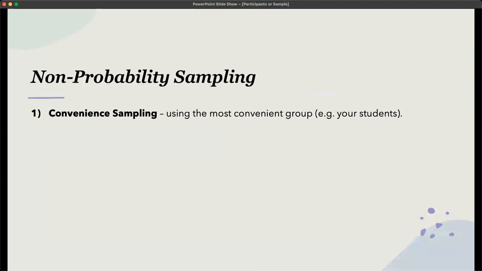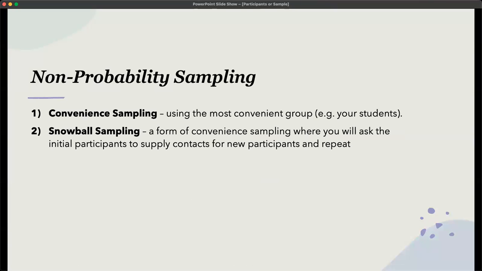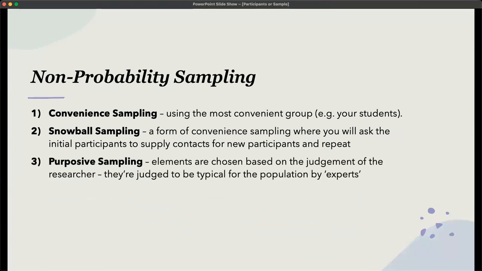But we're going to look at non-probability sampling. Convenient sampling is one that's most often used in studies because professors tend to use their students. At the master's level, a lot of the students will use their students from their practicum. So this is the most convenient group that is available to you. And then we have snowball sampling. Snowball sampling is where you start with a group of participants and you ask them to give you contacts for new participants. And then with the new participants, you ask for contacts of other new participants. So that is called snowball sampling.